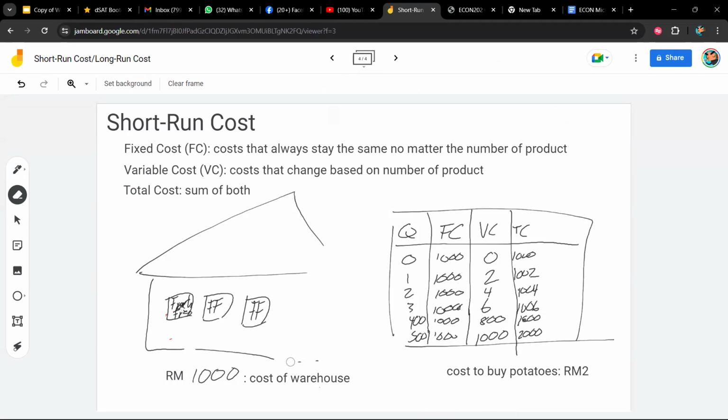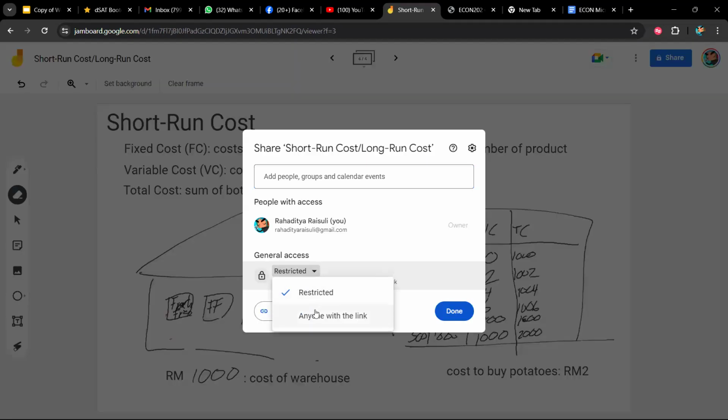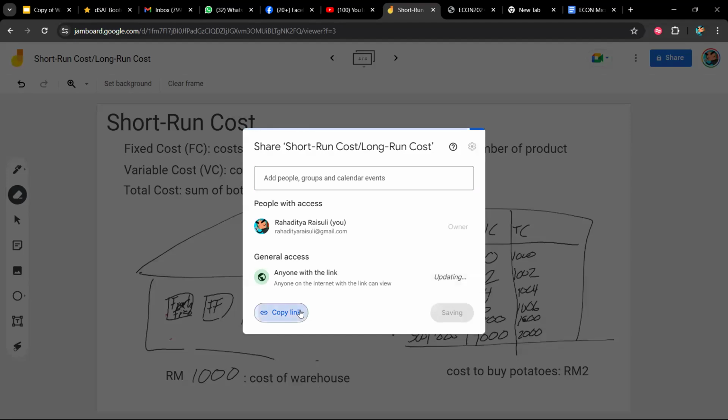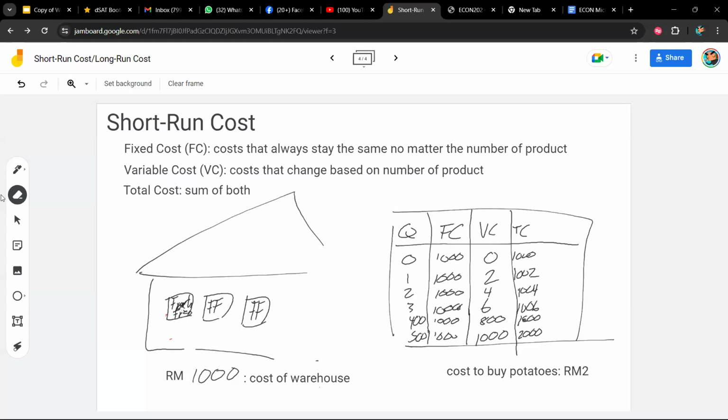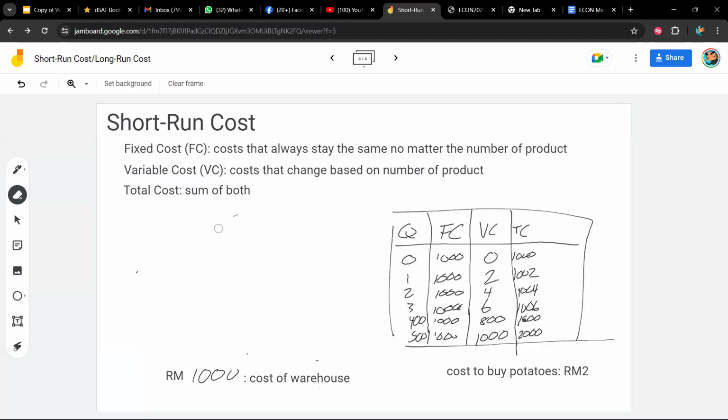So I'm gonna erase the picture of the house, and of course I'm gonna share the link to this slide. So if you want to check previous slides, let's say you get lost while I'm speaking or I'm speaking too fast, I'm gonna send this slide in the chat. That way you can just go back to previous slides and try to make sense of it while I teach. Okay, so cost to buy, let's say one potato.